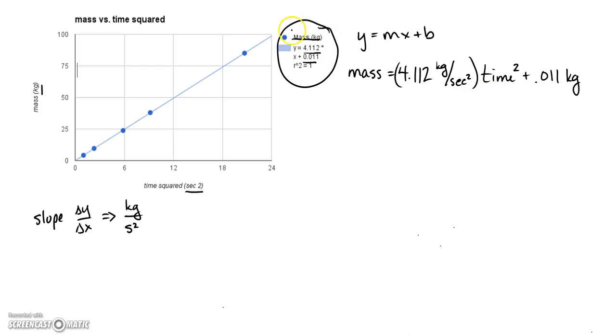So that's how you take this information, given to you by your graph, as long as you did everything correctly, and you translate it, since it's a line, into an actual working equation. So now we could use this equation, we could substitute in values for either mass or time and discover the other. All right, that's it.